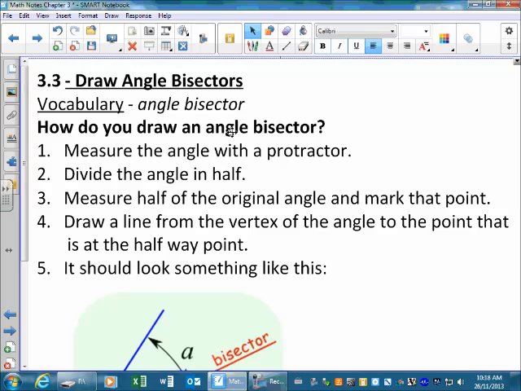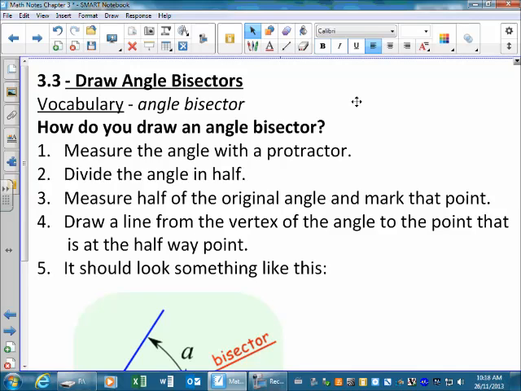All right, 3.3. This one is on drawing an angle bisector. So nothing really too new, except now instead of bisecting some lines, we're bisecting an angle. And it's pretty slick. It's not too tricky. And the only vocabulary that's new is just the phrase angle bisector. Now, what does it mean to bisect an angle?